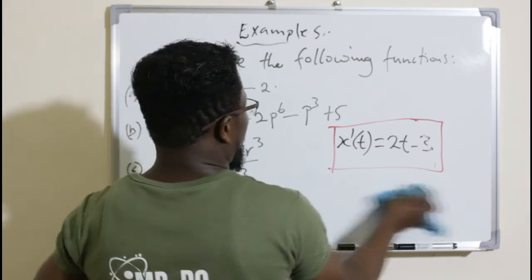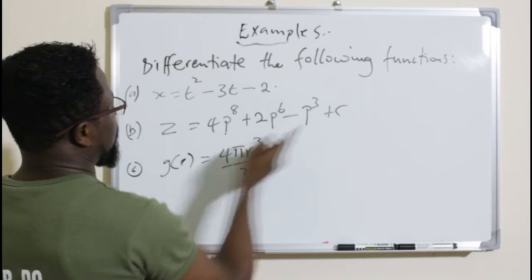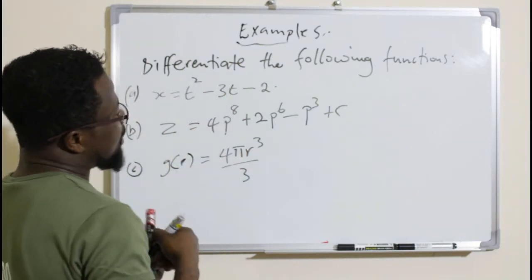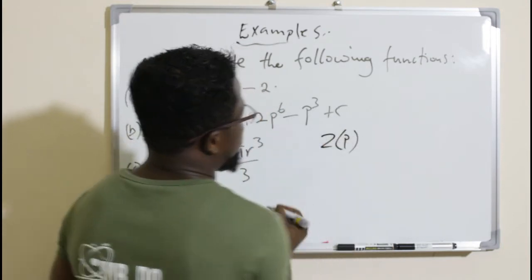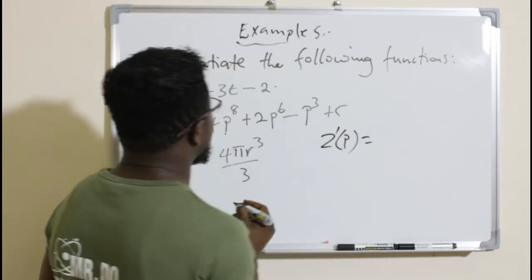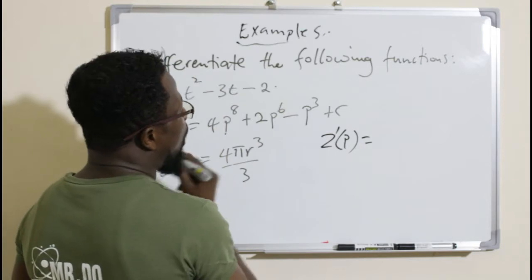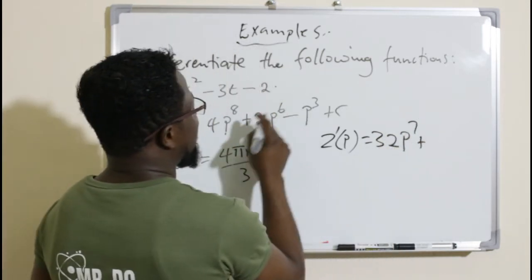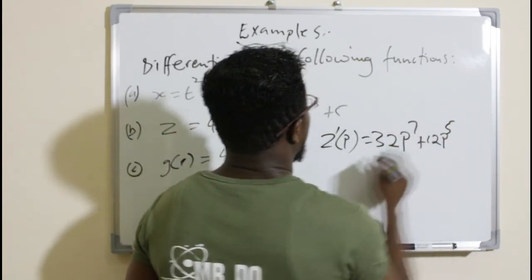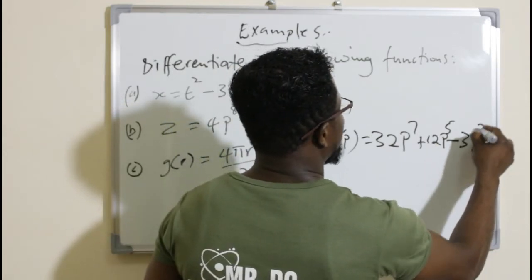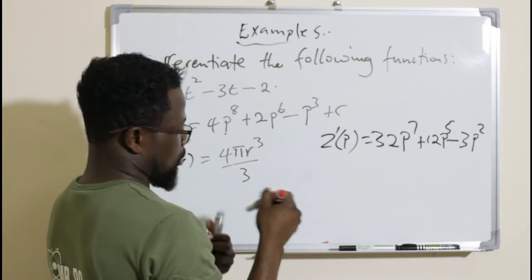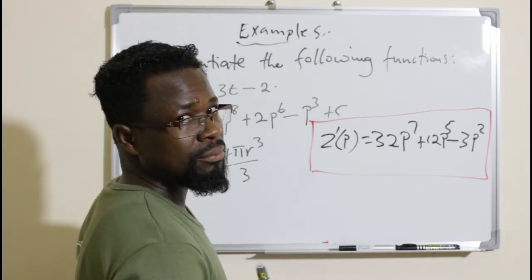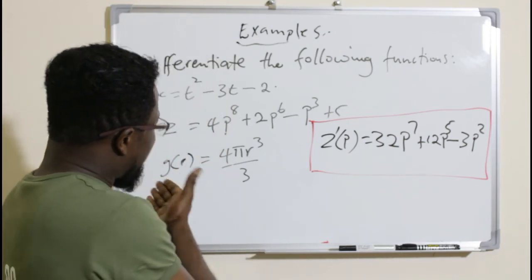Let's look at number 2, or the b part. We are now also going to differentiate this function with respect to p. It means z is a function of p. So we're taking the derivative of that, and we're going to have 8 multiplied by 4, that's 32p, and when we subtract 1 there, we have 7. Here, plus this by that gives you 12p exponent 5, and now this is negative 3p squared, and that becomes the derivative for this as well. So we have differentiated z with respect to p.